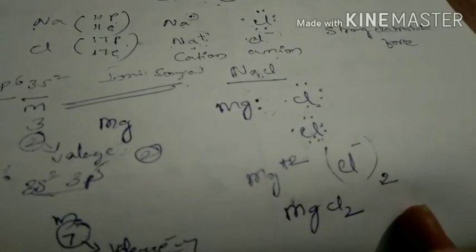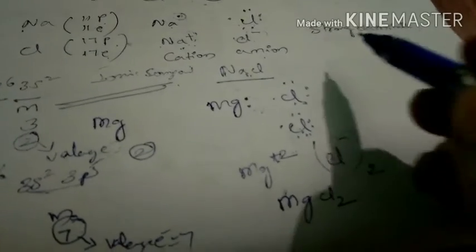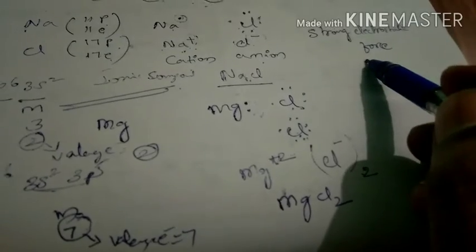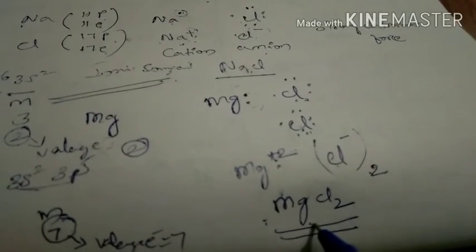So MgCl2 will finally be formed, because when positive and negative charges are formed, a strong electrostatic force of attraction automatically arises between these 2 ions. Then these ions come close to each other. Finally this compound is formed. Here this compound is called magnesium chloride.